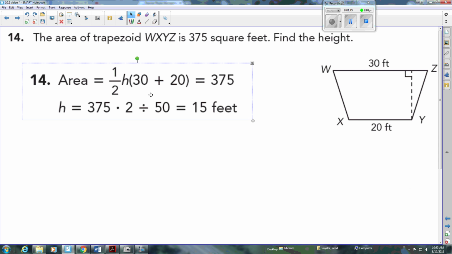The area of a trapezoid is 375 square feet. Find the height. Same thing. Multiply the area by 2. Divide by the sum of the bases, and that'll give you the height of 15.